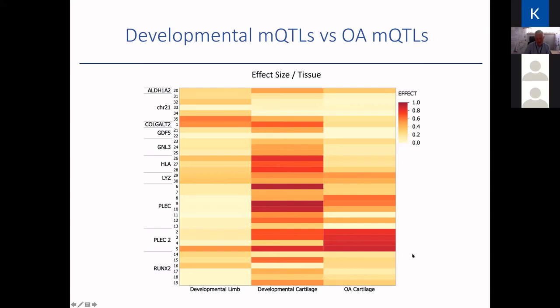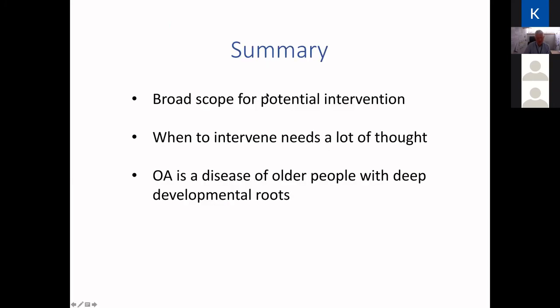So again, that's kind of implying to us that a lot of these effects are laid down during development, that they endure through life, but that's something that we obviously need to think seriously about. So to summarize that, there's obviously broad scope for potential intervention based upon the genetics discoveries that are being made, but when to intervene needs a lot of thought. We obviously think about osteoarthritis as a disease of older people, but really it is a disease that has deep developmental roots. So when we're thinking about intervening in the disease, at least from a genetics perspective or a genomics perspective, then we do need to put serious thought to what would be the appropriate time point to do that.